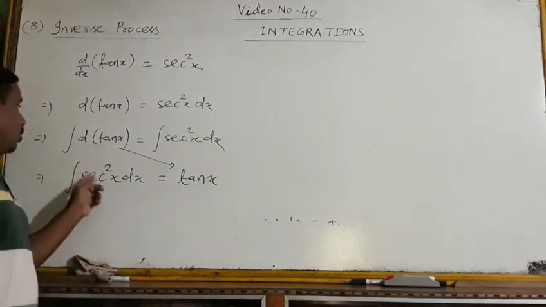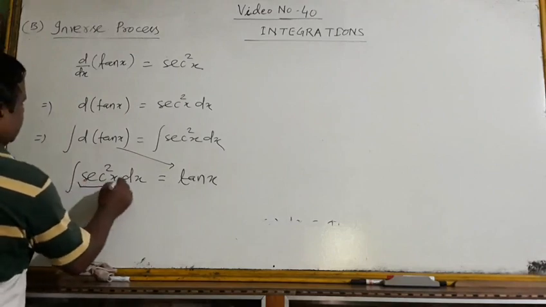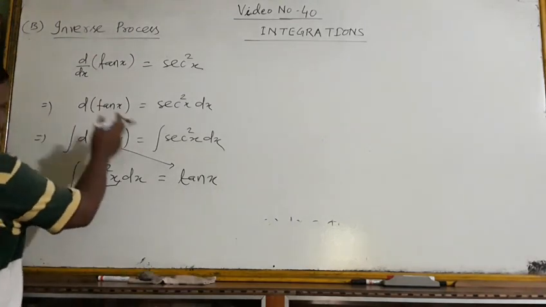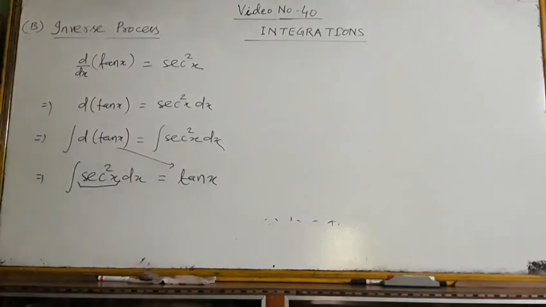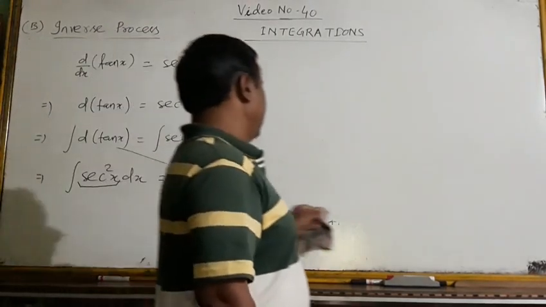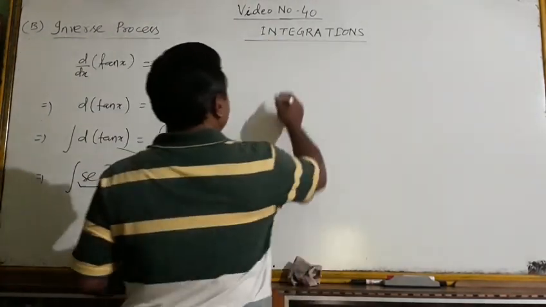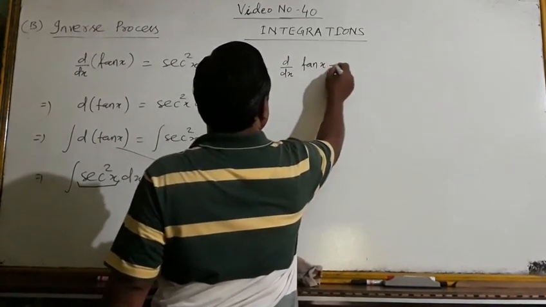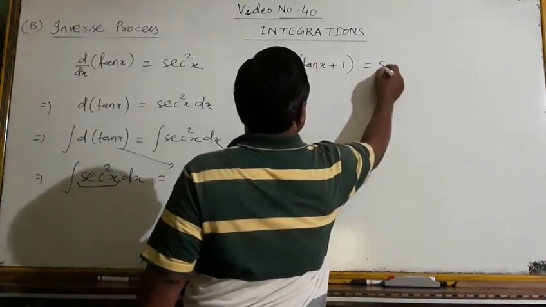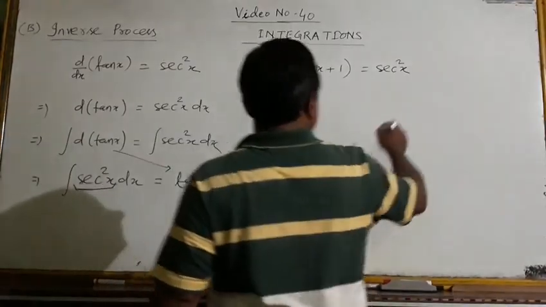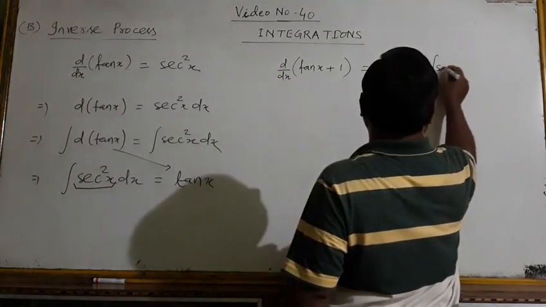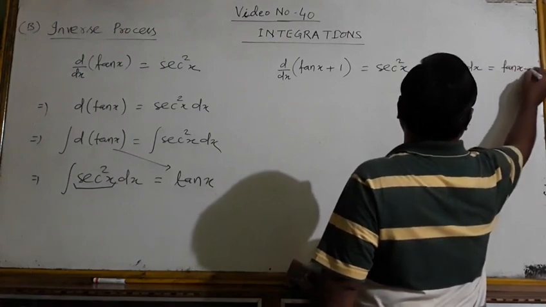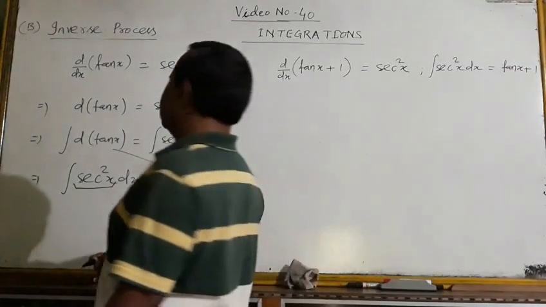As you know it directly, if someone asks you the integration of sec square x dx, you should remember whose derivative is sec square x. We know the derivative of tan x is sec square x. So the integration of sec square x is tan x. But I have to write another thing. Look at me. Suppose someone asks me the derivative of tan x plus 1. I will say it is sec square x. Then that person will tell me, sir, the integration of sec square x dx is tan x plus 1. Is it not? Yes, it is.